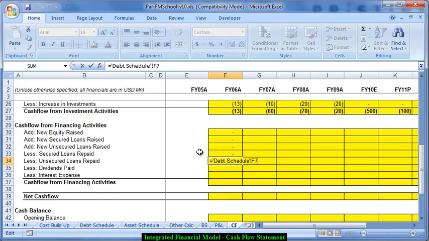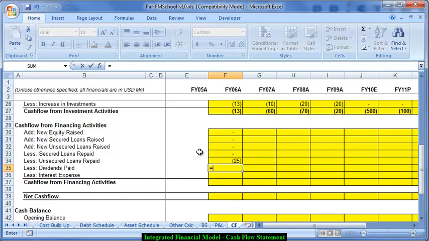Please don't put these as zeros or constants because this is a fully integrated model. If you put in constants in this model, it will not serve the purpose of creating an integrated financial model. In any integrated financial model, all your statements and all your numbers except the assumptions have to be linked.